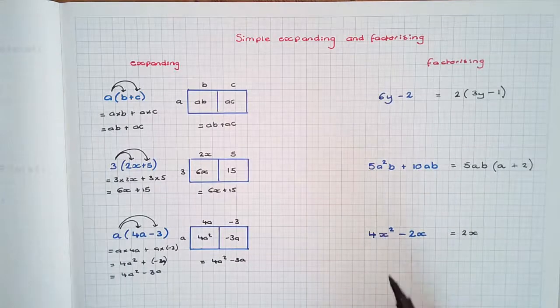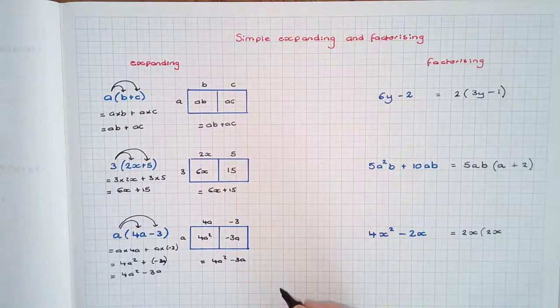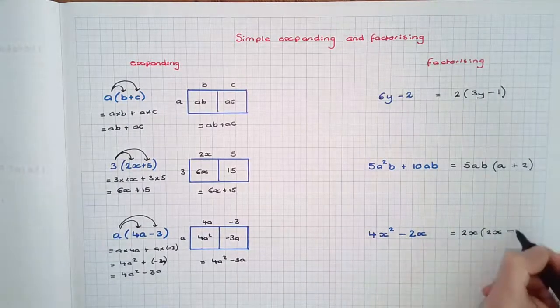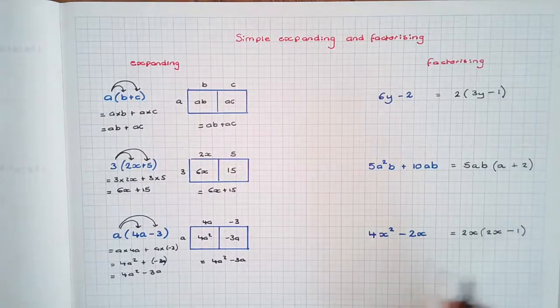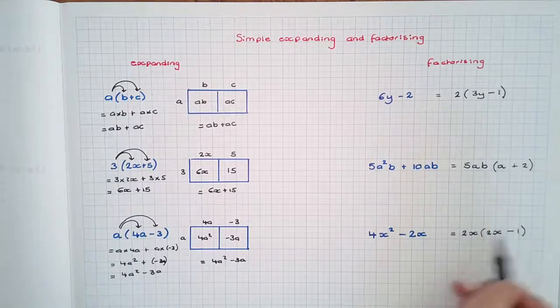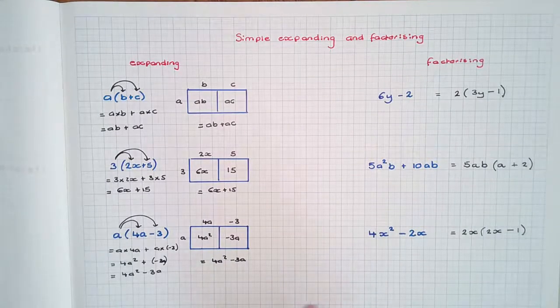2x times what will give 4x squared? That is 2x times 2x will give 4x squared. And we've got a negative, and it's negative 2x, so we just need 1 there. Checking by expanding, 2x times 2x is 4x squared. 2x times negative 1 is negative 2x. And there you have some examples of simple expressions, expanding and factorizing.